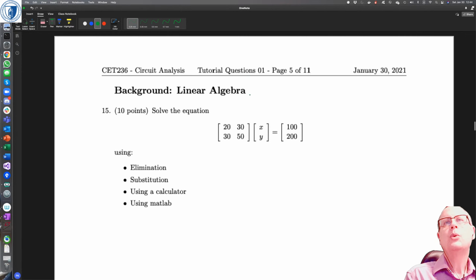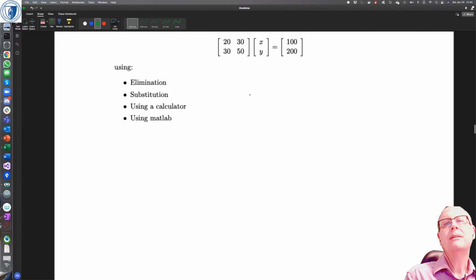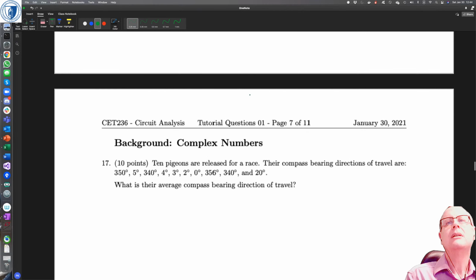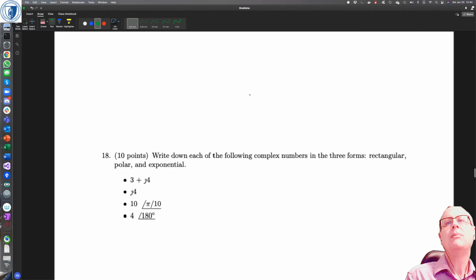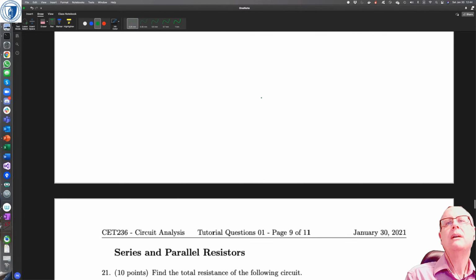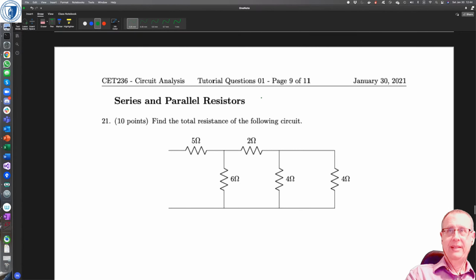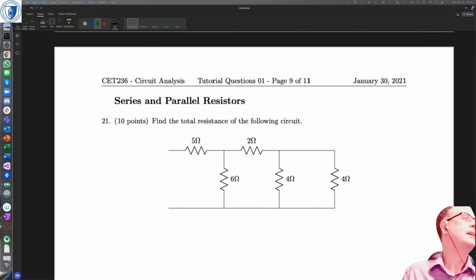I'd also want to talk about some of the background material before we do this next stuff, the linear algebra and the complex numbers. So that's all ahead of us. And then this sheet actually covers about 3 weeks worth of material, maybe 2.5. So I do want to cover.